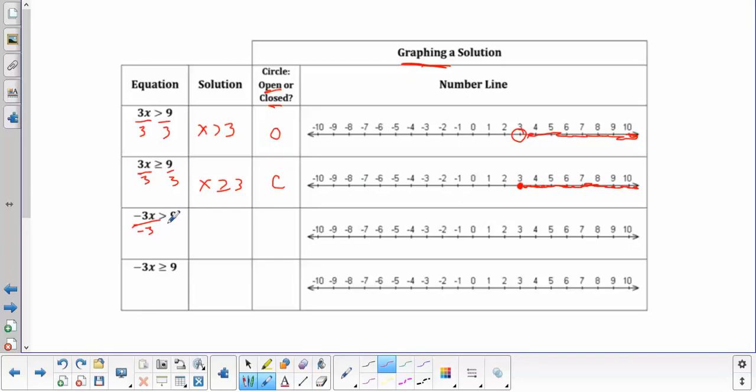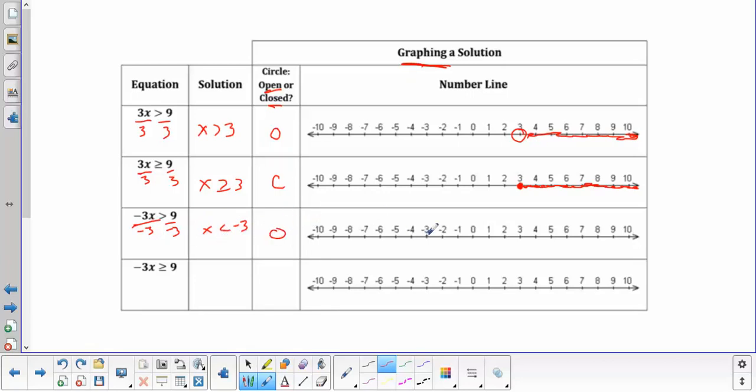Okay, these down here, we're dividing by a negative. So I said before, negative division, flip the sign. So this greater than is going to get flipped around. It's no longer going to be greater than, it is now going to be less than. 9 divided by negative 3 becomes negative 3, so we have x is less than negative 3. That's the only thing you're watching out for, really. Everything else is pretty much the same.